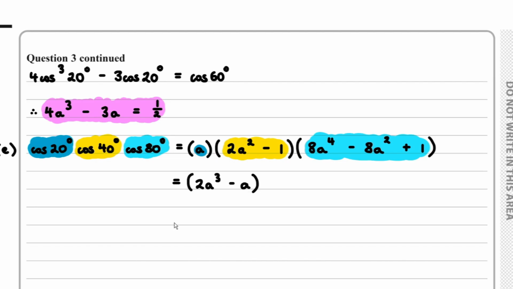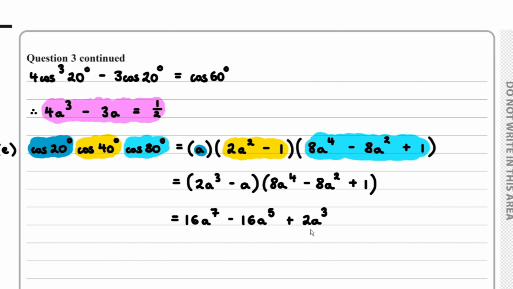Multiplying the first two brackets together, we end up with 2a cubed subtract a, multiplied by 8a to the 4 subtract 8a squared plus 1. Now, if we expand the brackets, we've got this term times this term, which gives us 16a to the 7. Then negative 16a to the 5. Then 2a cubed. Then negative 8a to the 5. Then 8a cubed. Then negative a.